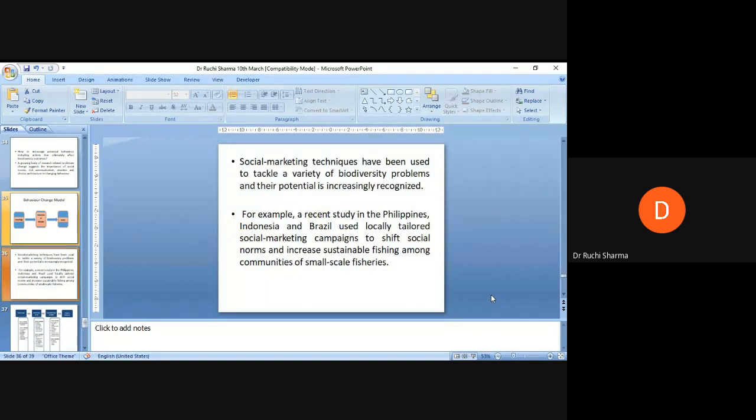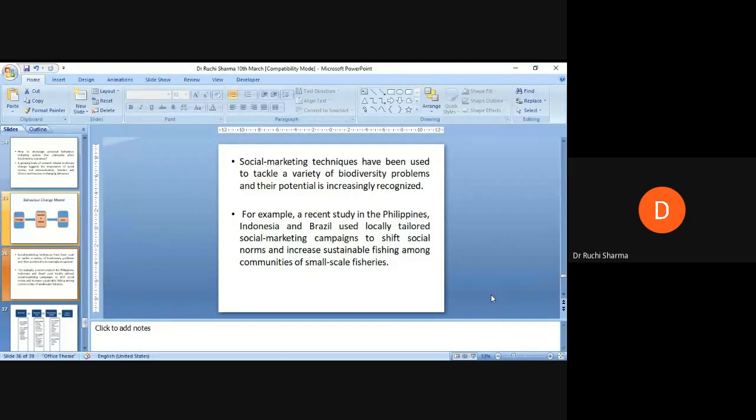Social marketing techniques have been used to tackle a variety of biodiversity problems, and their potential is increasingly recognized. So people adopt behaviors for many different reasons. Often these are functional, instrumental reasons. For example, people eat when they are hungry and drive their car from one place to another. Sometimes, however, people do things because of their symbolic meaning, as we have just studied, as this behavior signifies something to the actor or to others, who they are, would like to be, or think they ought to be.